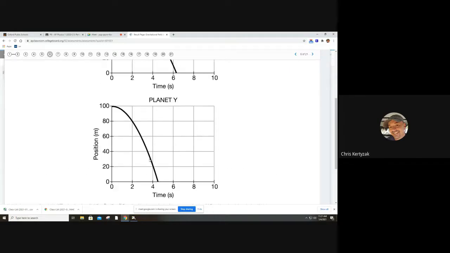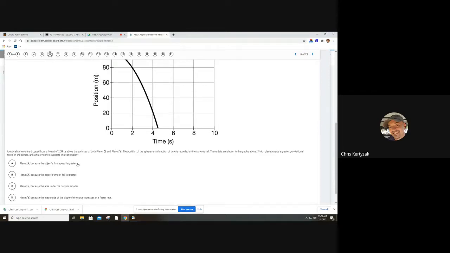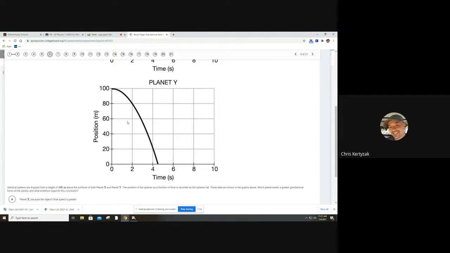But we also have to select for what reason. For planet Y, let's look at C and D, because the area under the curve is smaller. So the area under the curve does have some applications for sure, but for a position versus time graph, the area in here is meaningless. For velocity versus time, the area under the velocity versus time graph represents displacement, while for the acceleration versus time graph, the area under the curve represents change in velocity.